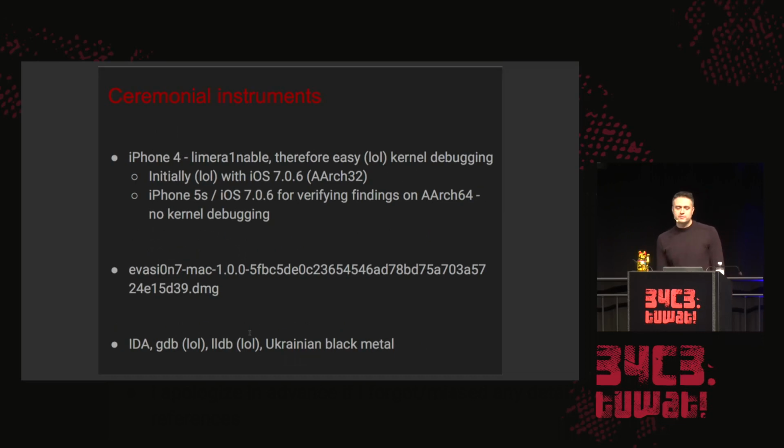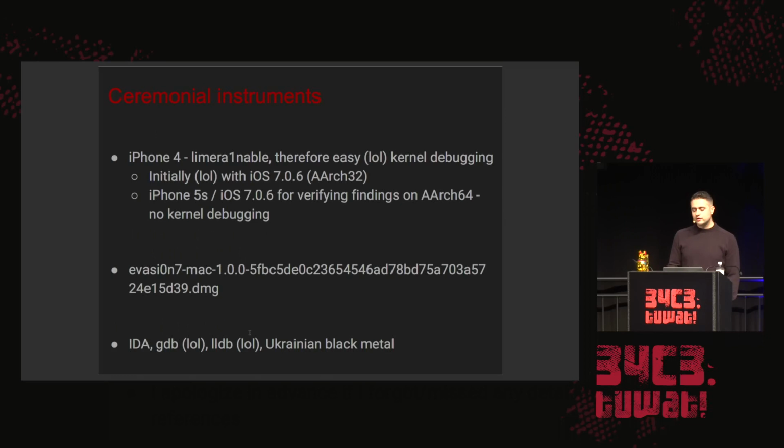So what was my setup? I had an iPhone 4, and if you know about iPhone 4s, they have a boot ROM bug called LimeRain, which basically allows you to load arbitrary kernels, unsigned kernels, on the device and run them, and that basically means that you can very easily set up kernel debugging. So initially, I had an iPhone 4 device with iOS 7.0.6. I want to remind you that iPhone 4 is ARM32, right?